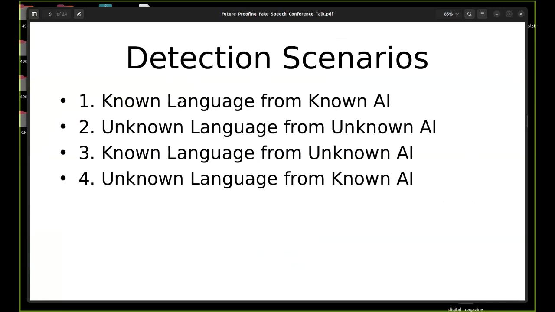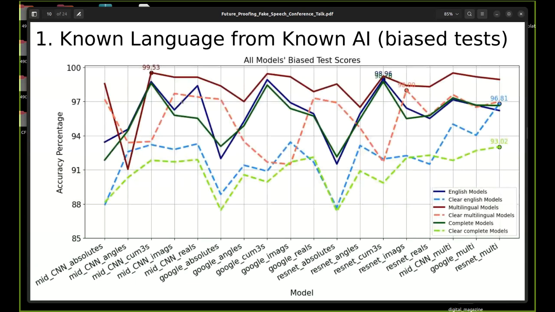Now we have all the knowledge to judge the experiments. I made four types of experiments that lead me to my final hypothesis. First, I will walk you through the experiments, explain the hypothesis, and then test it. Starting off with the known language from known AI. It is basically a bias test, which is just testing on the test portion of the same dataset.